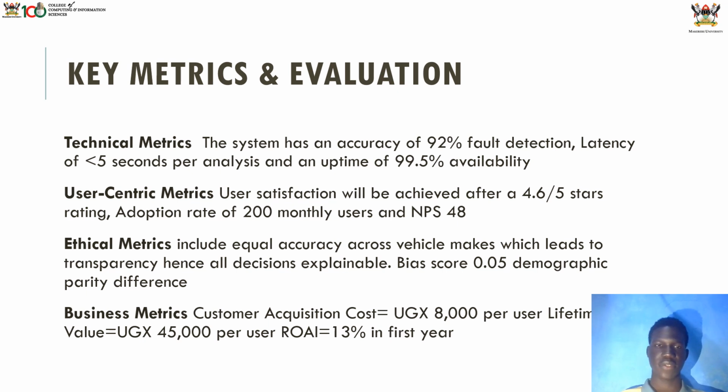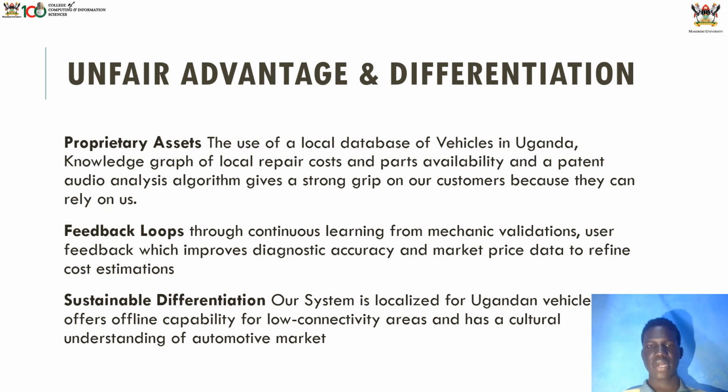Then we also have the other costs, the raw AI, and how we shall benefit in the long term of our business. Yeah, the unfair advantage and differentiation that we have with our system is that there are proprietary assets where we use a local database of vehicles in Uganda because we have to know the information of the vehicles, like their prices and how they're being repaired, and the common faults that are detected in the vehicles.